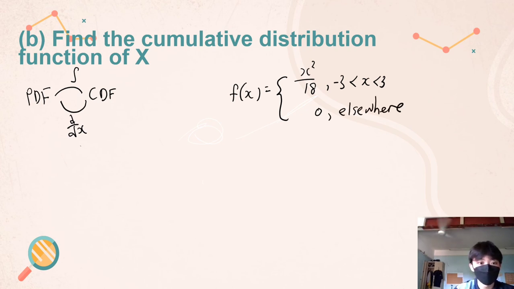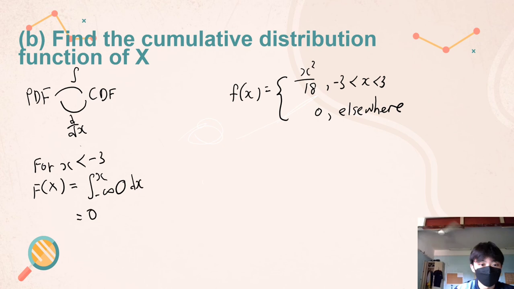So the first thing that we have to know and figure out is for x smaller than -3. As usual, we have to figure out the general equation for it, which is F(x) equal to the integral. As the question does not give the probability density function for x less than -3, we consider it as 0, the integral from -infinity to x of 0 dx, and we will get 0. Hence, F(-3) will equal 0.